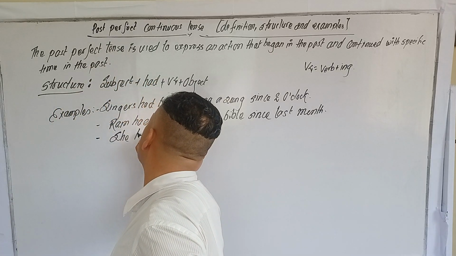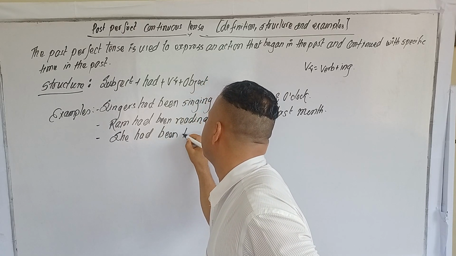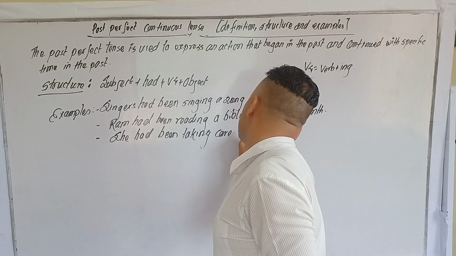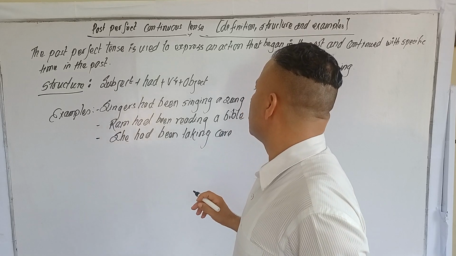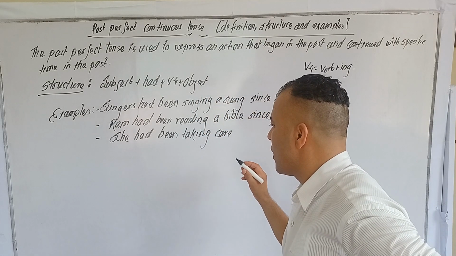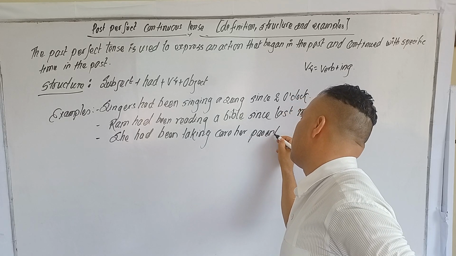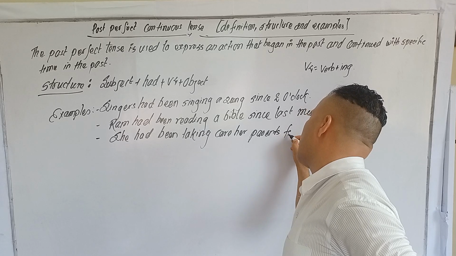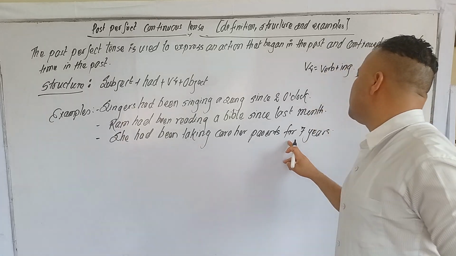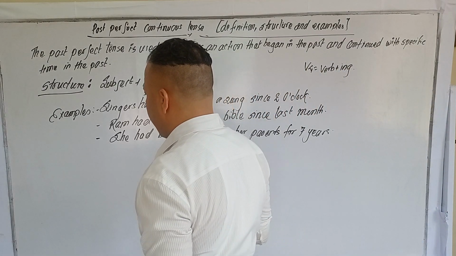She had been taking care of her parents for 7 years. This is duration. For is for duration, since is for point of time. Okay.